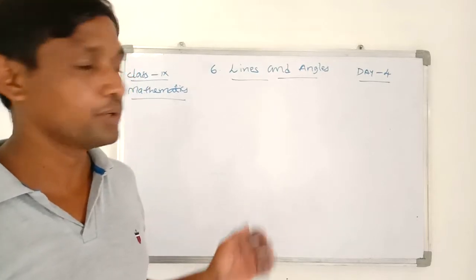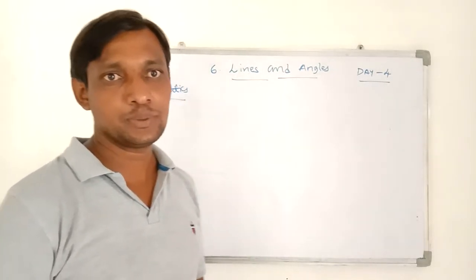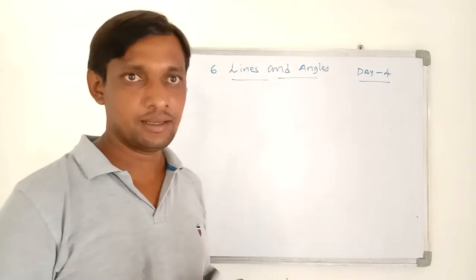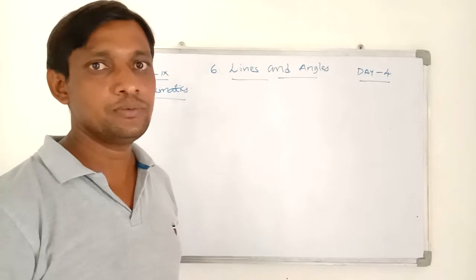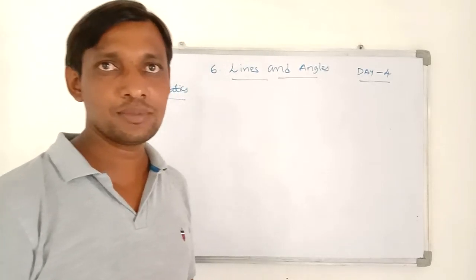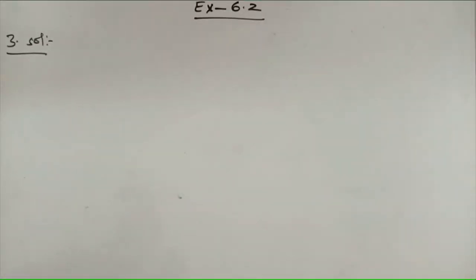We have discussed the pair of angles and transversal, alternate angles and corresponding angles, and we have done some problems. Today also we will discuss some more problems and solve them. Children, see the third question in the figure.